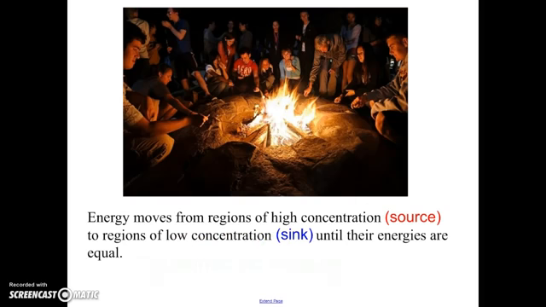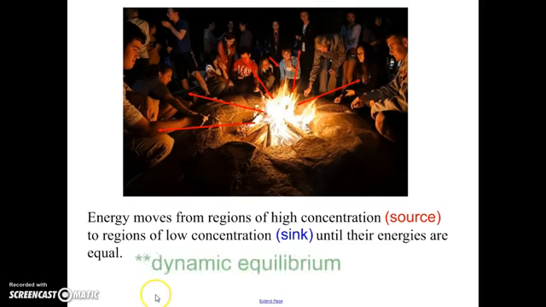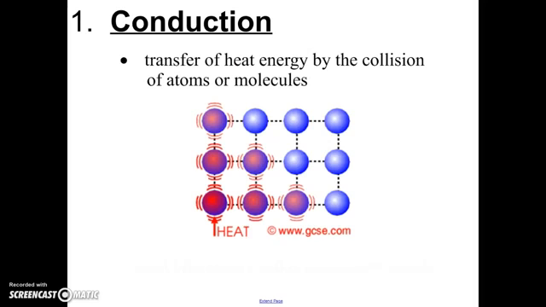So in this case, there's going to be energy traveling from the fire, which is the source, outwards to the people, which would be the sink, because they are cooler than the fire. And the energy is going to continue to transfer until the energies are equal. And of course, that's what we call dynamic equilibrium. So in all of the Earth's systems, energy always flows from a source to a sink until both have reached dynamic equilibrium. So there's three methods by which energy is transferred.